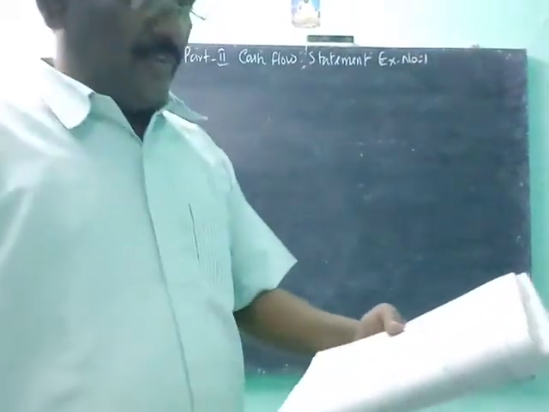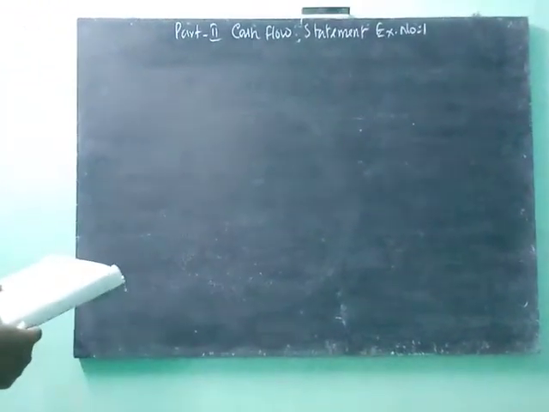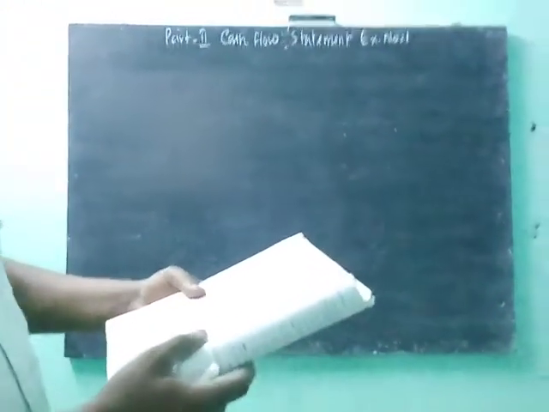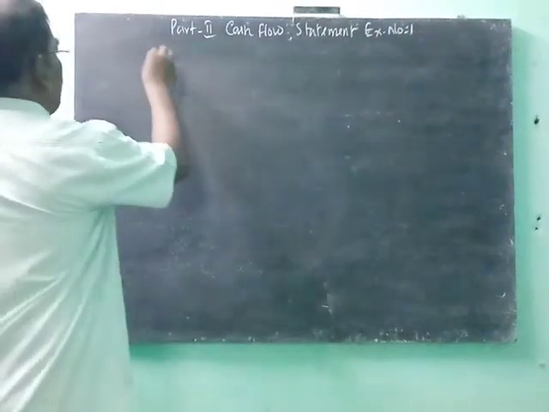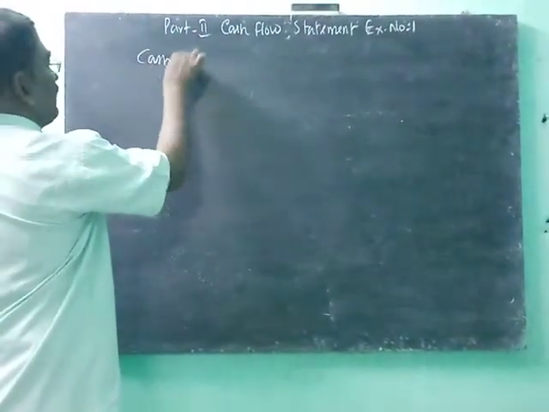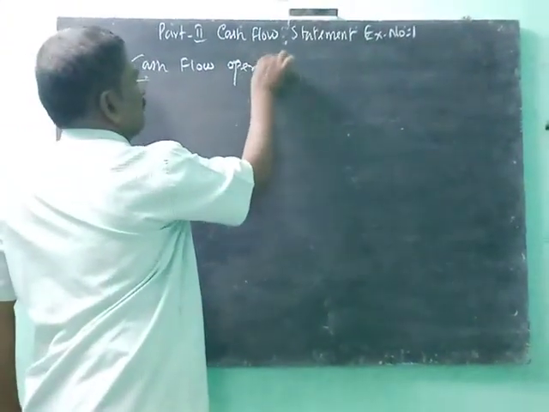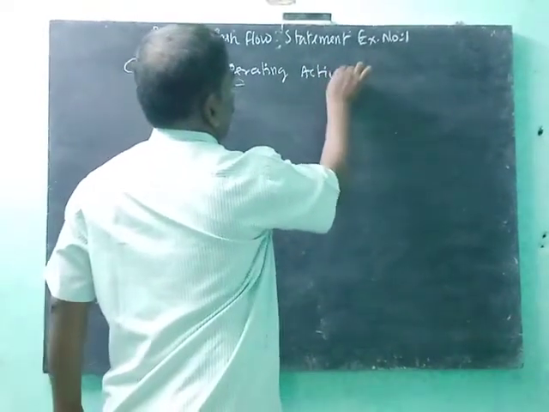Anand Limited arrived at a net income of rupees 5 lakh for the year ended March 31, 2017. In this problem, you are required to calculate the cash flow from operating activity by the indirect method. Only operating activity is required. Just put the heading, cash flow from operating activity.